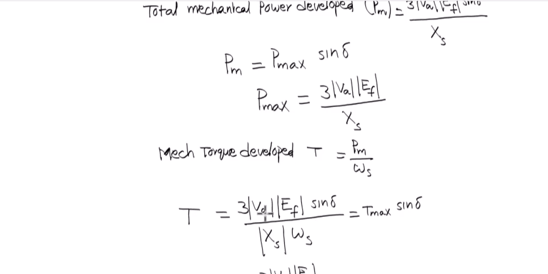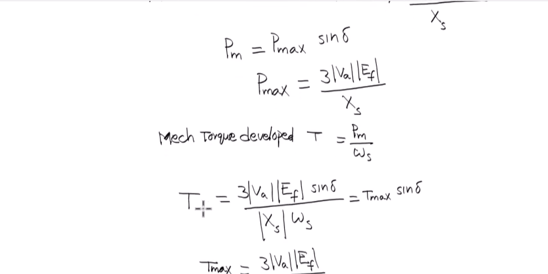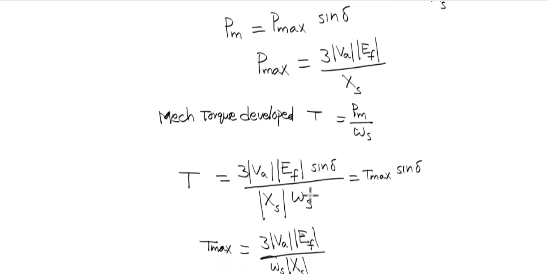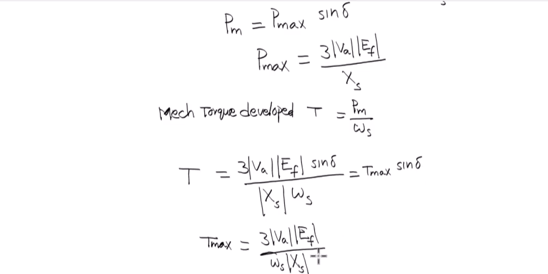So then we get the torque developed in the synchronous motor, that is 3 Va into Ef into sin delta divided by Xs omega s. So 3 Va Ef divided by Xs omega s can be taken as the maximum torque, that is T max into sin delta, where T max is nothing but 3 Va Ef divided by omega s into Xs.